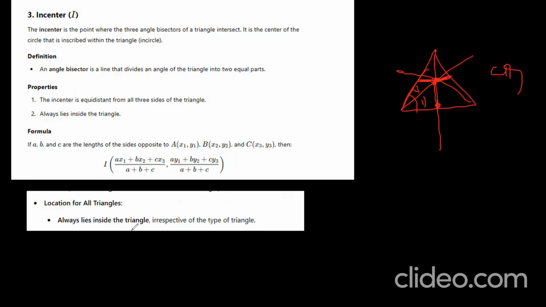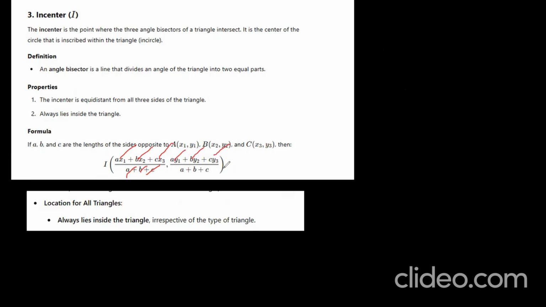Got it? Next, the formula. In the same manner, if a, b, c are the lengths of the sides of the triangle, then the incenter I is equal to (ax1 + bx2 + cx3)/(a + b + c), (ay1 + by2 + cy3)/(a + b + c). The incenter always lies inside the triangle, irrespective of the type of the triangle.